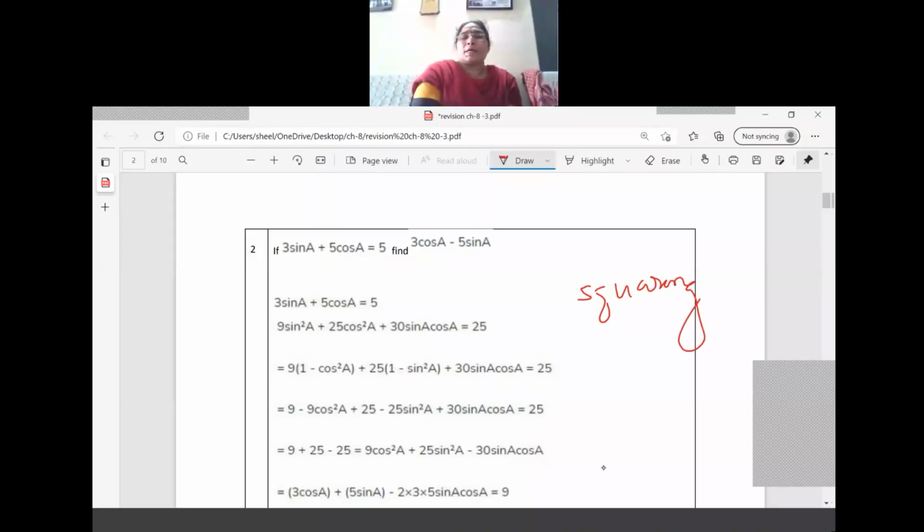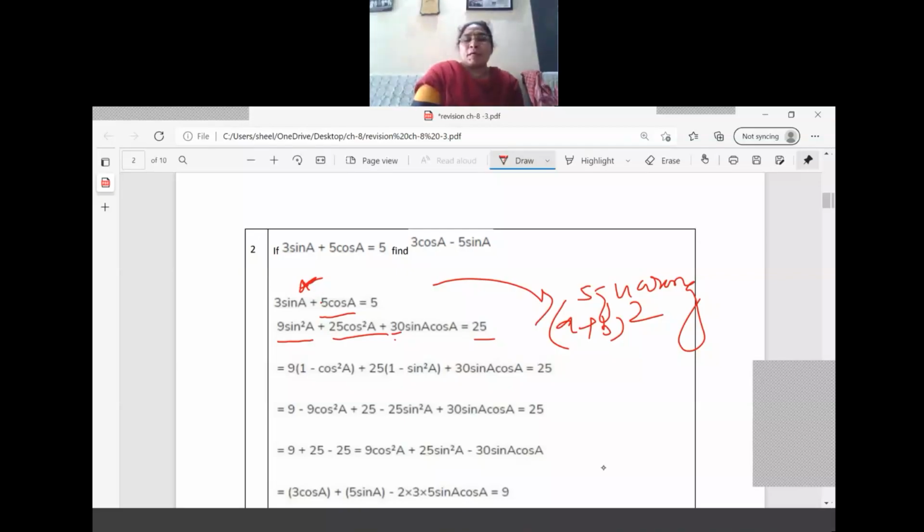So if you square, you will get 25 on the right side, and the left is in the form (a plus b) whole square. After the squaring, it will be (a plus b) whole square only, so three terms will come. 3 sin a whole square is 9 sin square a. 5 cos a whole square is 25 cos square a. Middle term: 5 into 3 is 15, into 2, that is 30 sin a cos a, equal to 25.